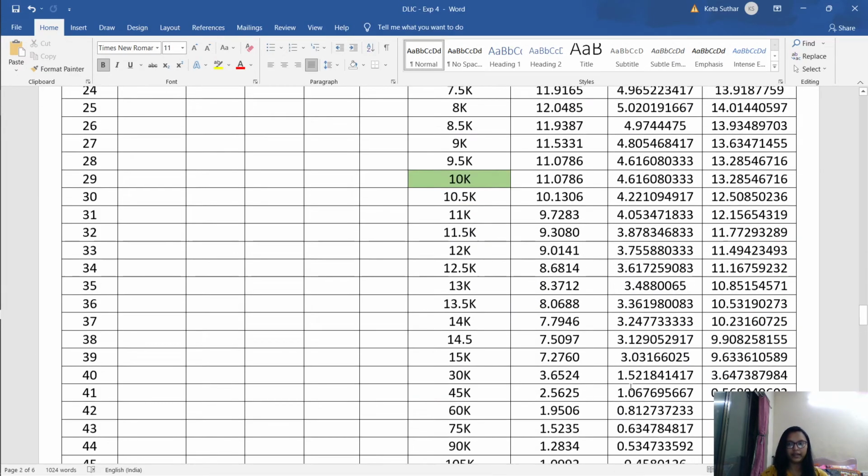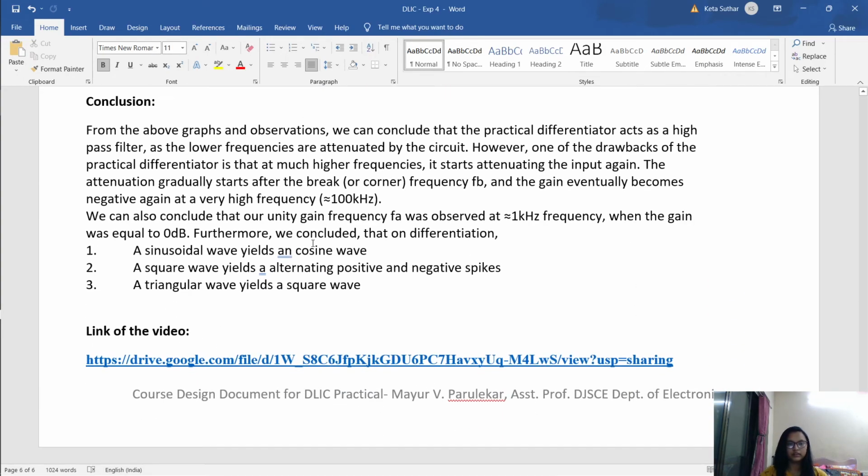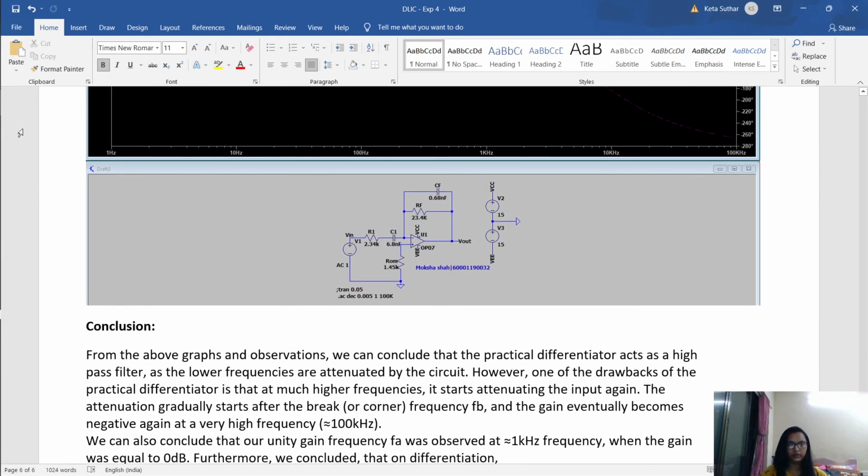So this was about the practical differentiator, and to conclude, I showed you all the different inputs: sine gives you a cosine, square gives you alternating positive negative spikes, and the triangular wave gives you a square wave. Thank you.